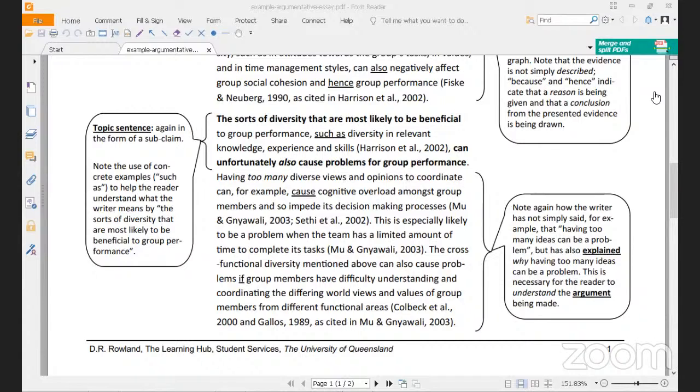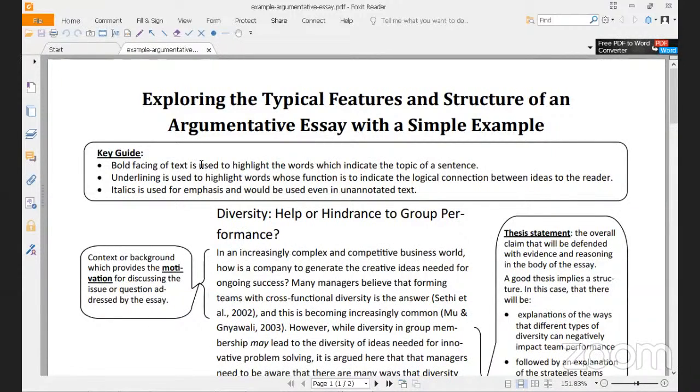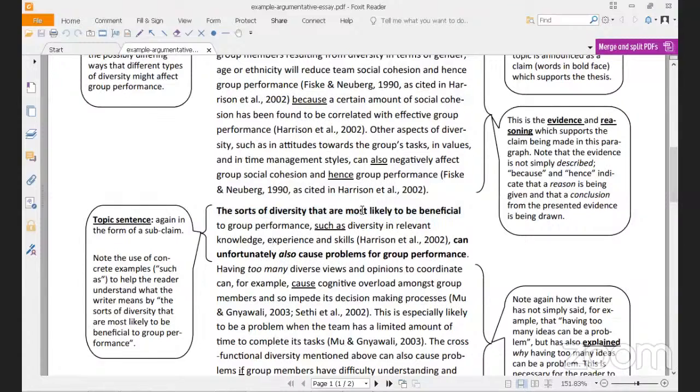So again, here in this paragraph, now, can you hear me? Yes. Okay. Here we have bold words. Let's go back a little bit about bold words. Bold facing of text is used to highlight the words which indicate the topic of a sentence. Okay. The sorts of diversity that are most likely to be beneficial, okay, can unfortunately also cause problems for group performance.